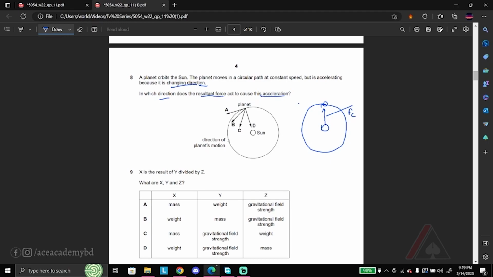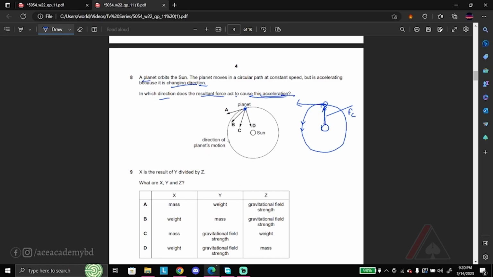If this centripetal force wasn't present, then the planet would have moved at a tangent to the circular path. But because of this force, it moves in a circular motion. So this is actually the force that causes this change in movement. This centripetal force, or the gravitational force of the sun, causes the planet to move in a circular path.